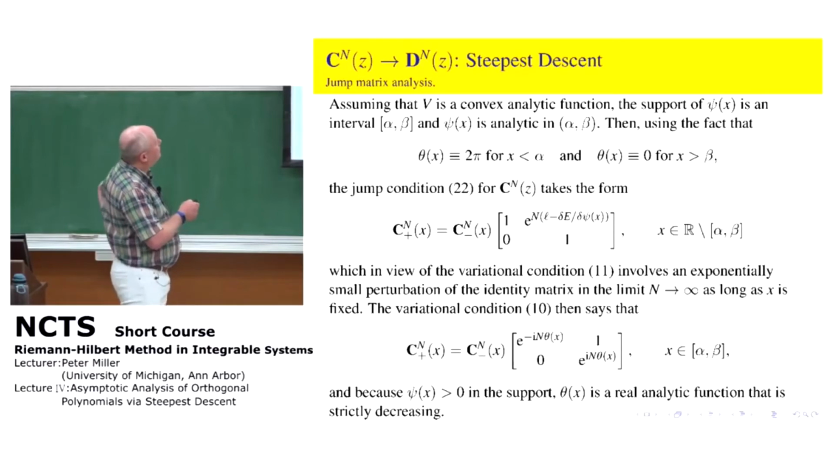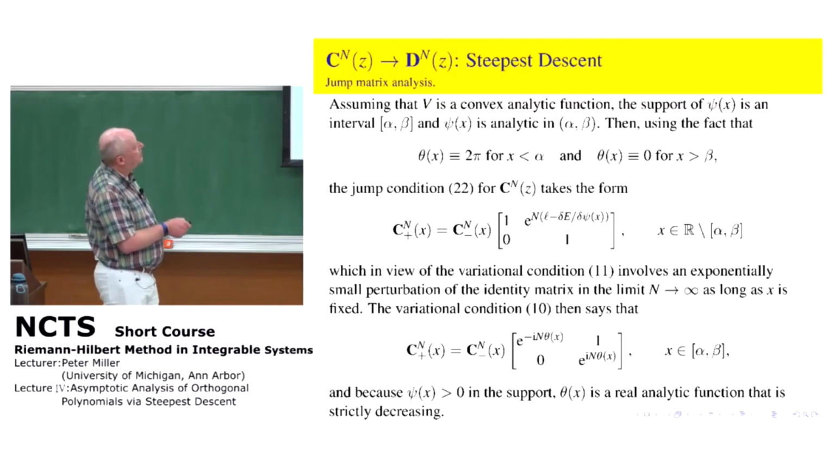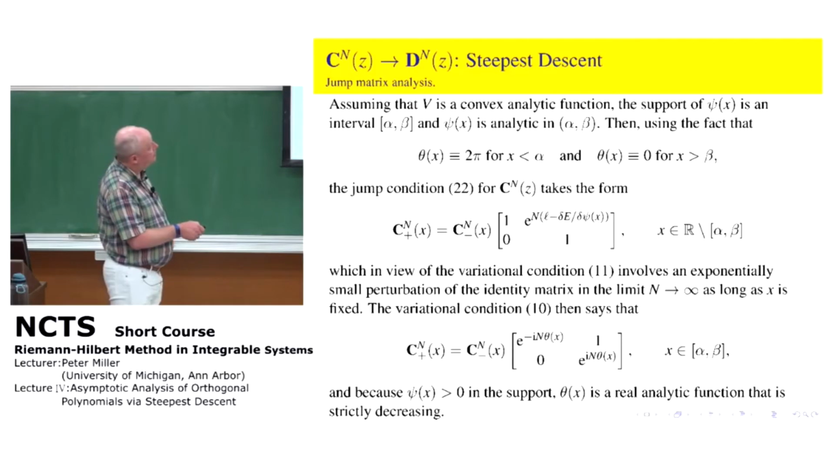Okay, so the next step is the one that I mentioned, the one that gives the method its name. It's the steepest descent step. So assuming that V is a convex analytic function, the support of psi is an interval alpha beta, and psi is analytic in the interior of this interval. Then, using the fact that this theta is an antiderivative, an integral of psi, and this psi has mass 1, that means that theta of x is exactly the constant 2 pi if x is less than alpha, and it's exactly 0 when x is greater than beta. Okay? So that means, yes?